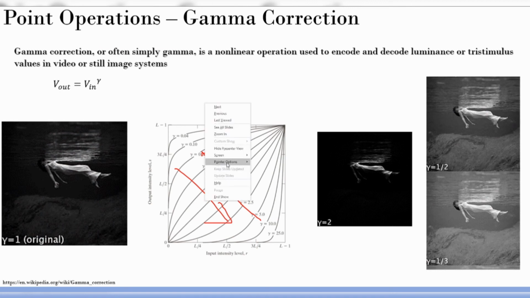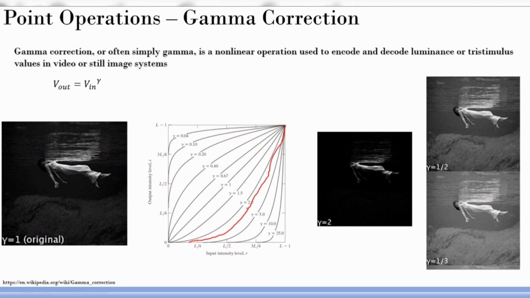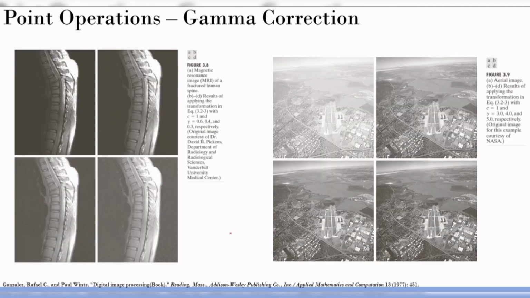Let me just erase this. So gamma 3 is somewhere here, so the plot is somewhere here. If I use that as the transformation, I get something like this. For 4 as the transformation, I get something like this, and 5 something like this, on the same image. So that is the whole concept.